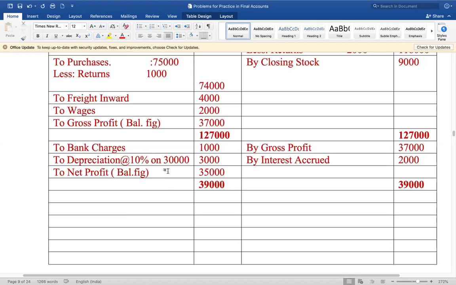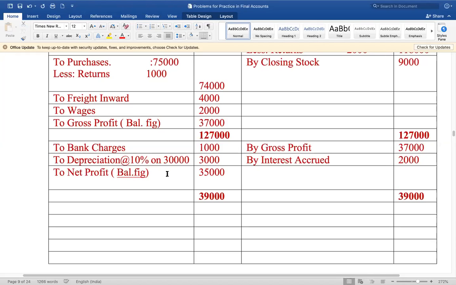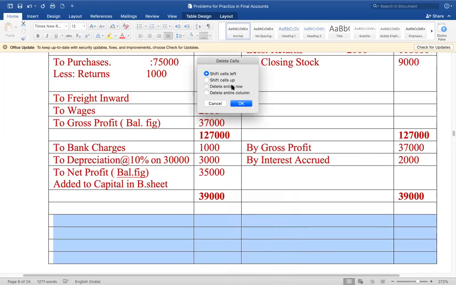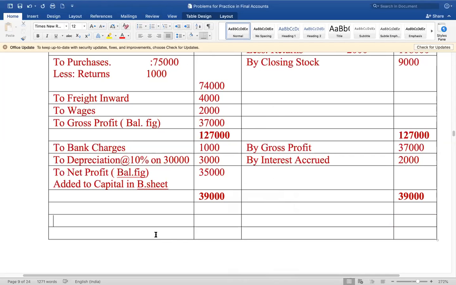Now what do you do with this? Add it to capital in the balance sheet. Right? This is the end of the trading and profit and loss account.